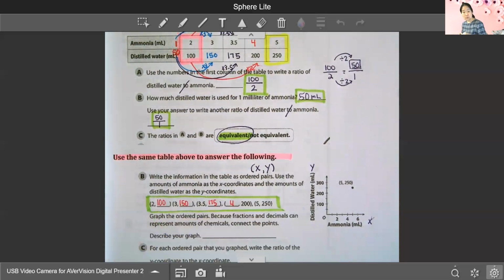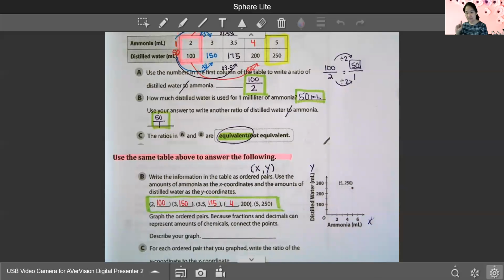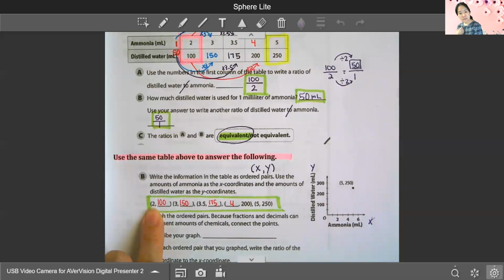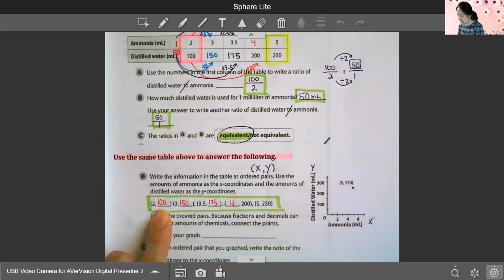Graph those ordered pairs. Because fractions and decimals can represent amounts of chemicals, we're going to connect the points. So once we graph them, rather than leaving them as separate dots, we're going to connect them, okay? So the first number represents the x-coordinate. The second number represents the y-coordinate.